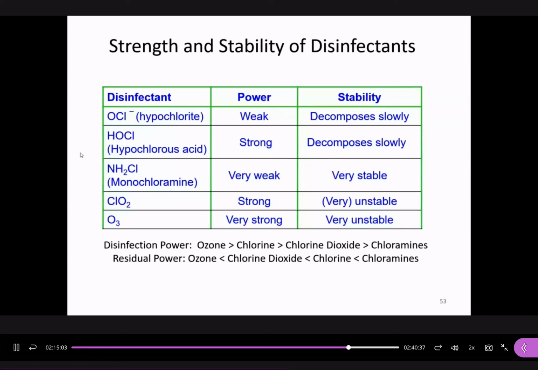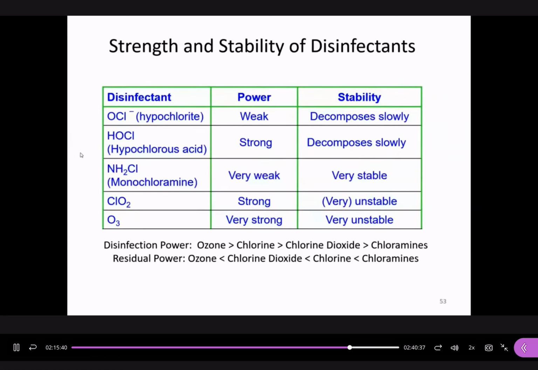I hope you can understand the strength and stability of different disinfectants. You should be able to compare them in this way. Which is the strongest? Which is the most stable? Which can be used in primary disinfection? Which can be used in secondary disinfection?